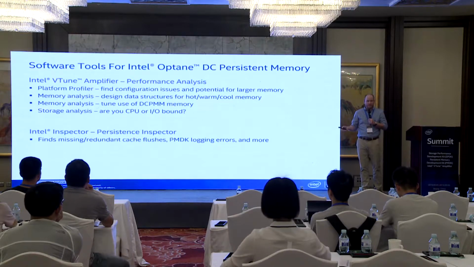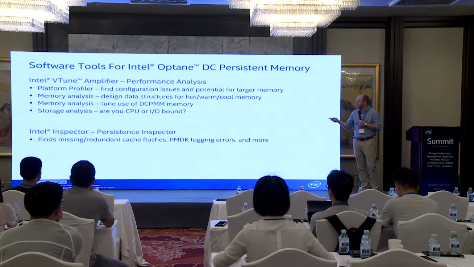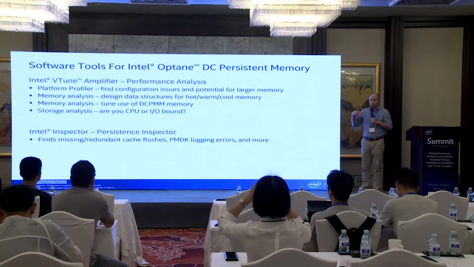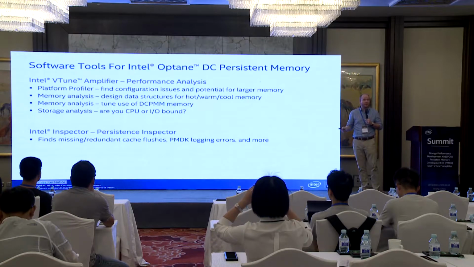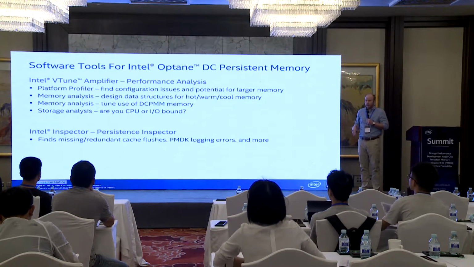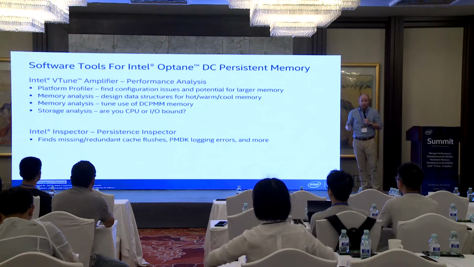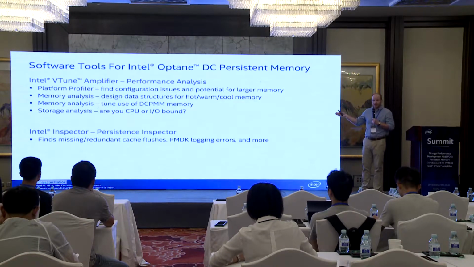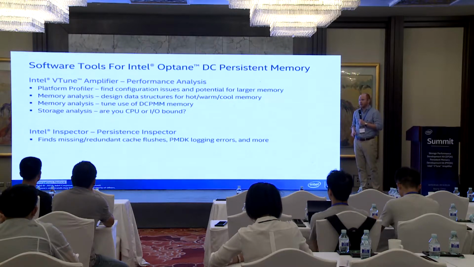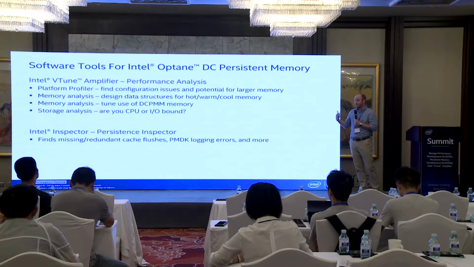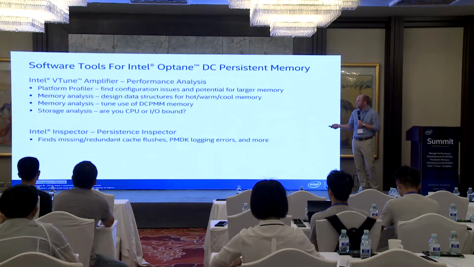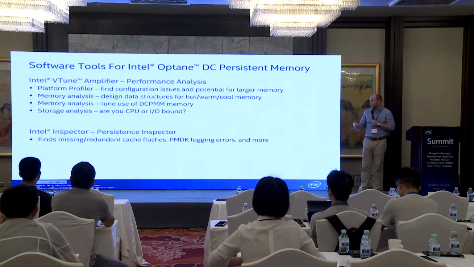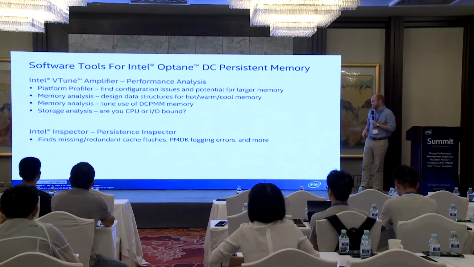If you've attended some previous sessions or you were in the keynotes, you've probably already heard of VTune Amplifier. This tool's been around for a long time, and it's a very powerful performance analysis tool. You can analyze the CPU, you can analyze the memory, you can analyze the disks, and now with this new technology, we've added features to analyze Optane DC persistent memory. There's a feature called Platform Profiler that I'll be talking about more to help you find the best configuration for your system. And there's built-in performance analysis types as well. We have a memory analysis and a storage analysis.